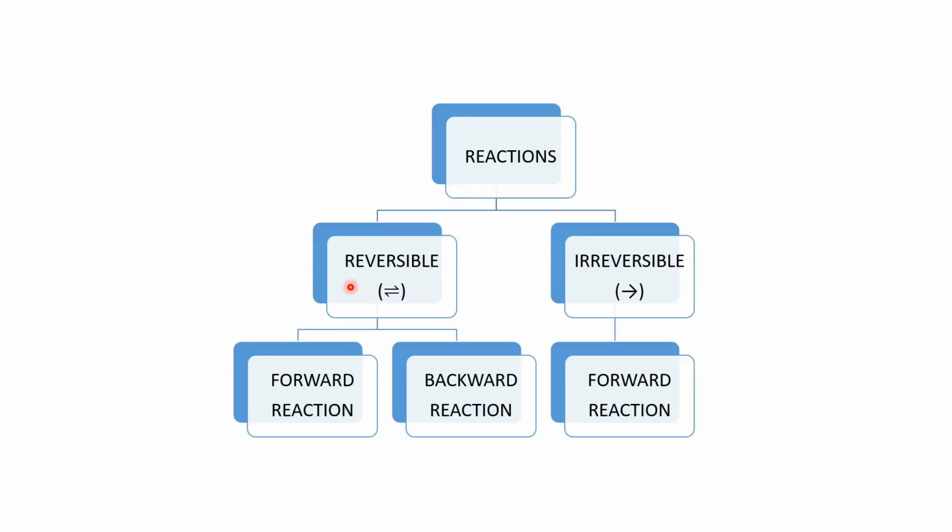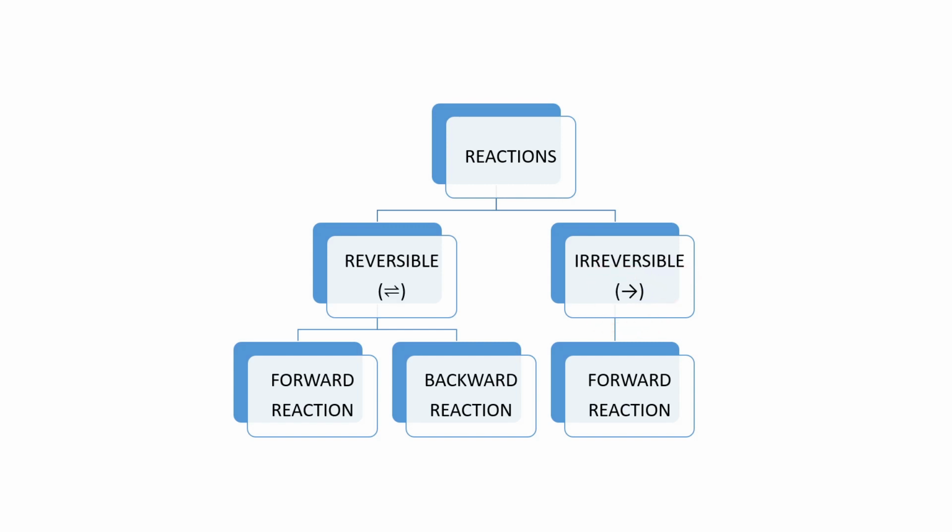This is the basic criterion by which we can see the types of reaction. Reactions are basically of two types. The first one is reversible and the other one is irreversible. Irreversible reactions follow a forward path only, but reversible reactions follow both forward as well as backward reactions. Reversible reactions have this sign, whereas irreversible reactions have this sign.